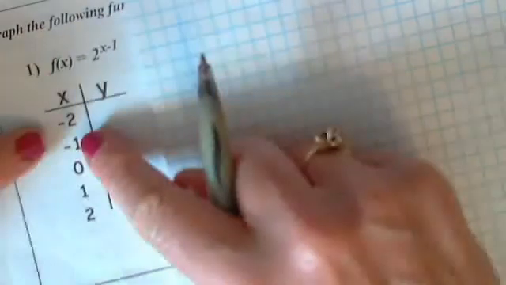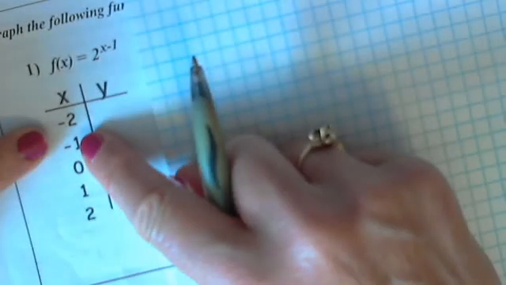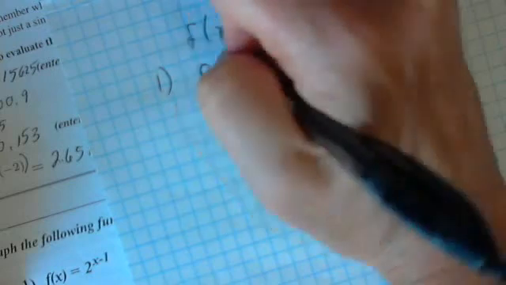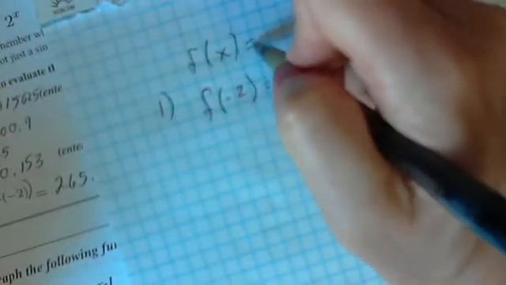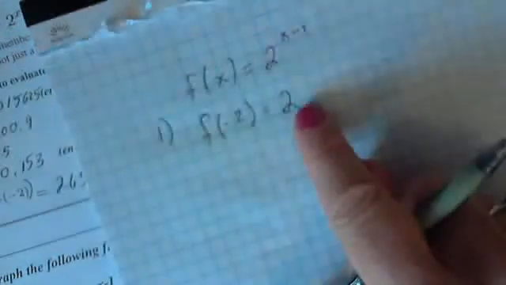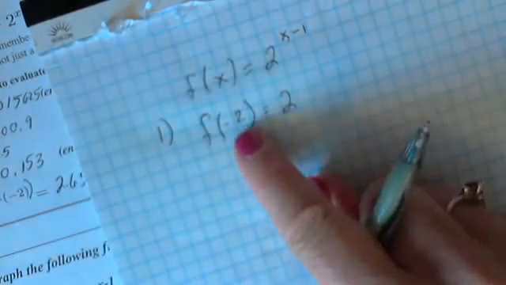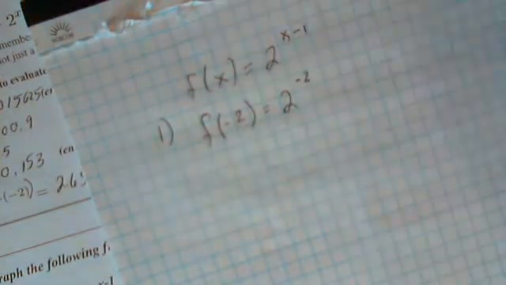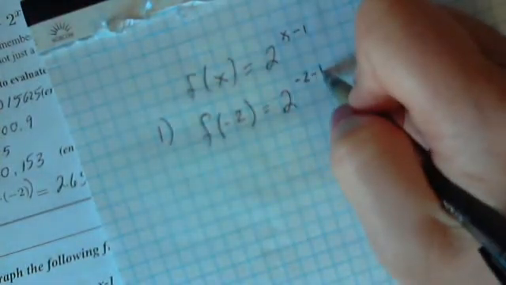So in order to figure out what y value goes with -2, I'm going to find f of -2. I'm going to find the function of -2, which just means where x is in the function. I'm going to write the function up here again. f of x equals 2 to the x minus 1. Wherever x is in the function, that's where I'm going to put -2. So I'm going to put -2 in place of x, and from it I'm going to subtract 1.